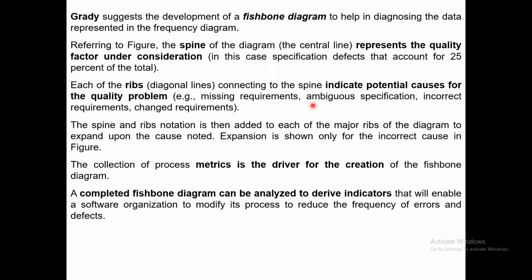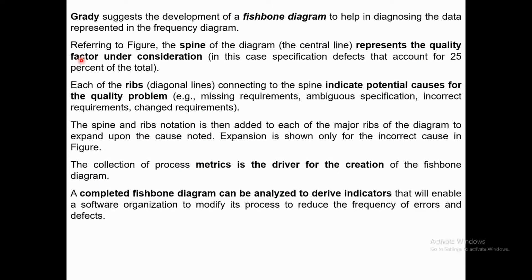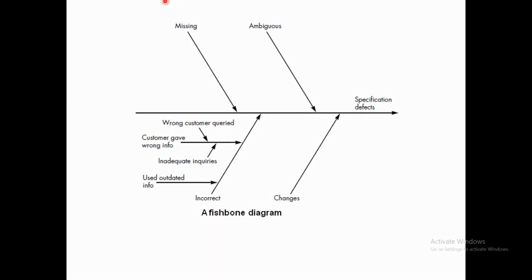So here in the fishbone diagram, the spine of the diagram is the central line. This central line represents the quality factor under consideration. That is the main quality factor that you are trying to measure. And the diagonal lines around the central spine, the ribs, indicate the potential causes or potential quality problems.